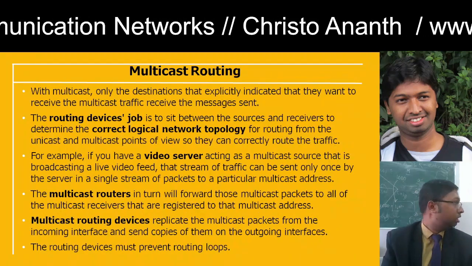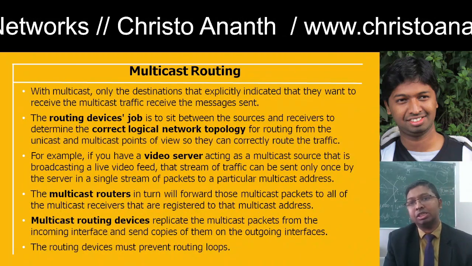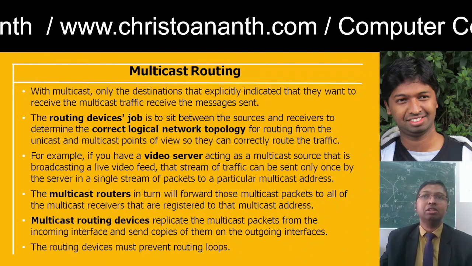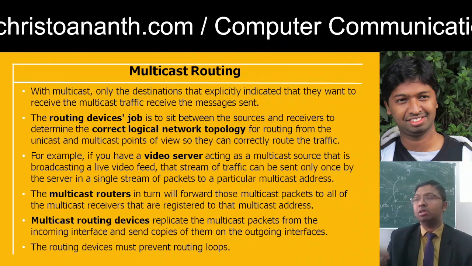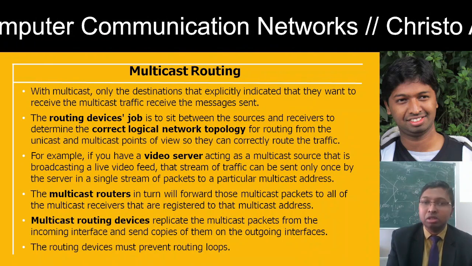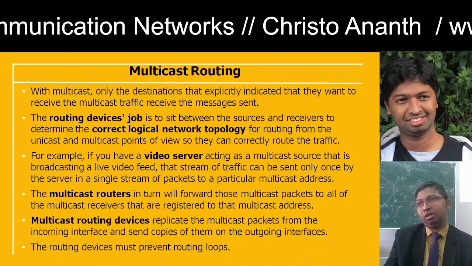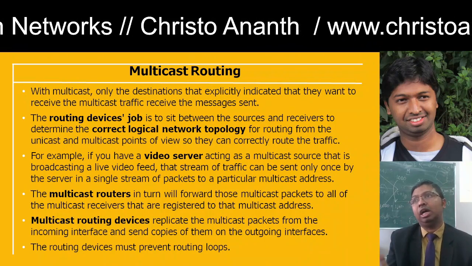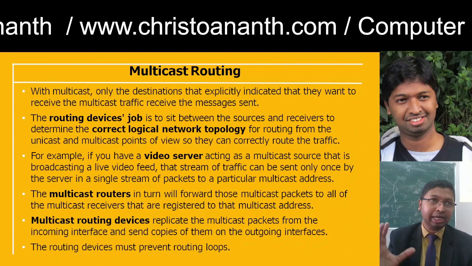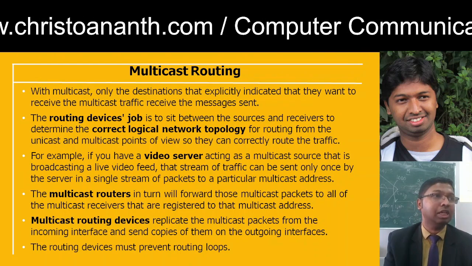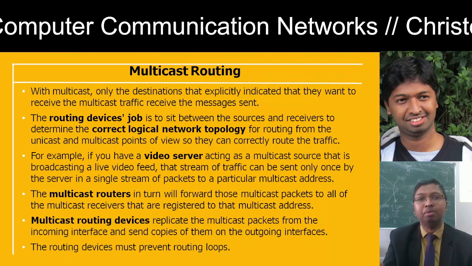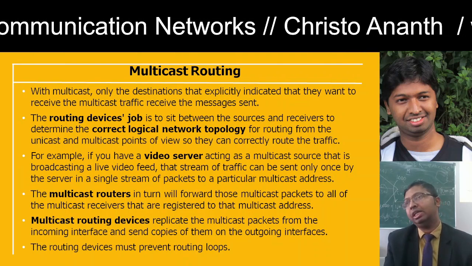In multicast, only the destinations that are indicated will receive the multicast traffic, based on the messages that are sent. So the job of the routing devices is to explicitly identify between the source and the receiver, and define the correct logical network topology that you belong to. You can use unicast or multicast points to correctly route the traffic.